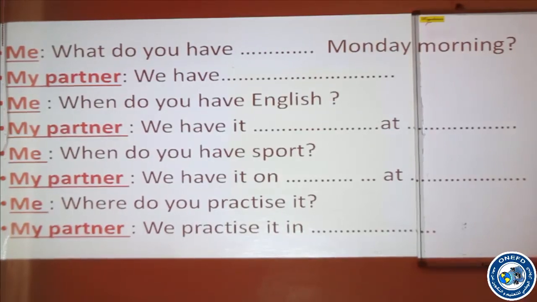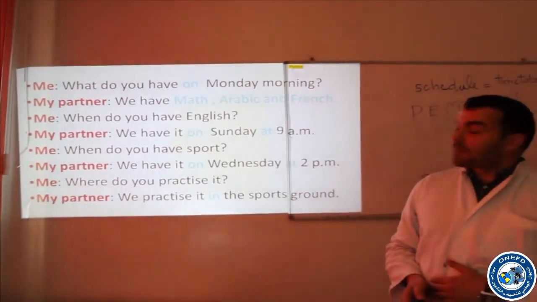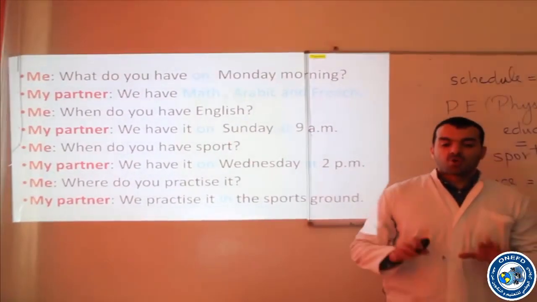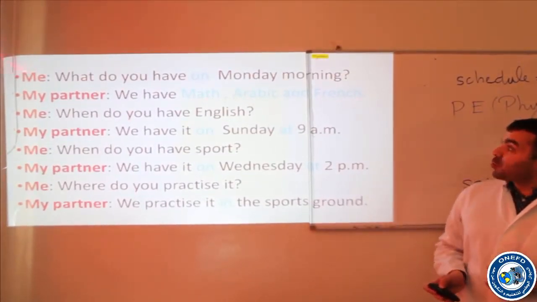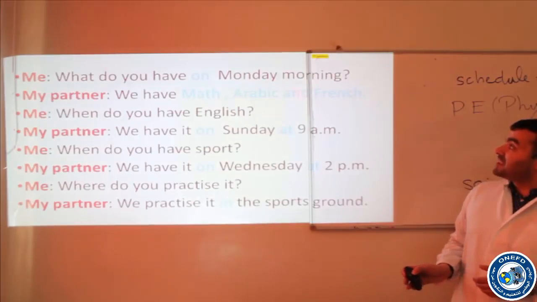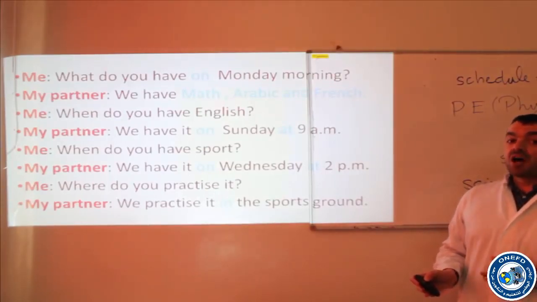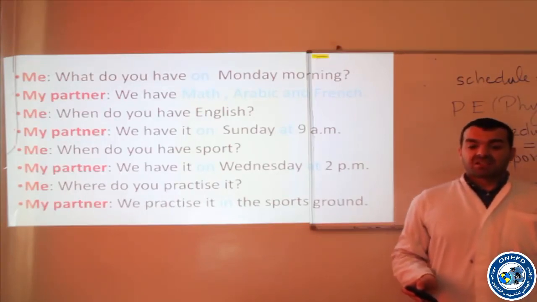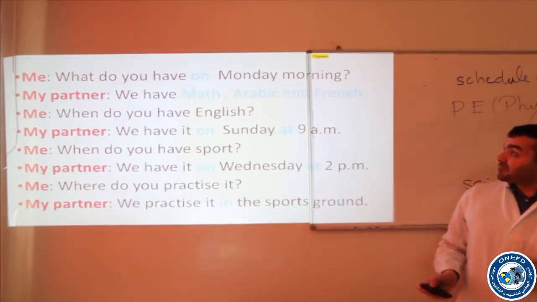Okay, time is up. Now let's correct together. For example, me: What do you have on Monday morning? Here we use the preposition on. My partner: We have, for example, math, Arabic, and French. This is in the morning.